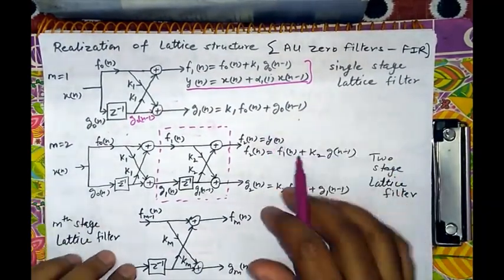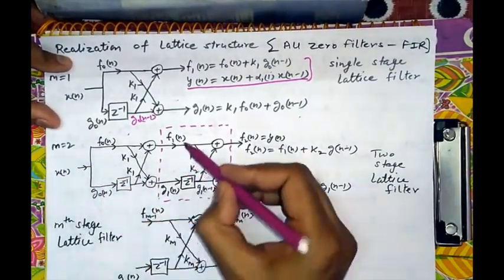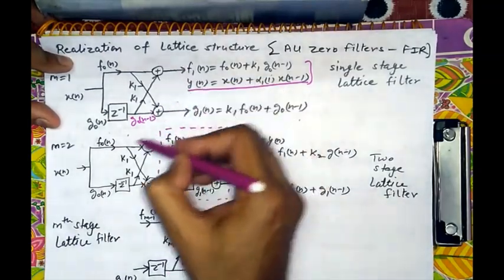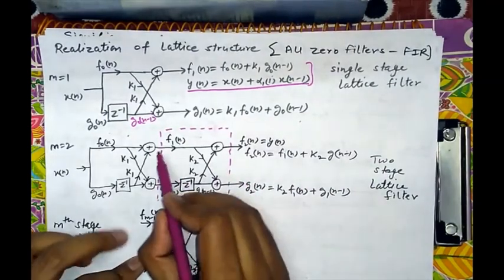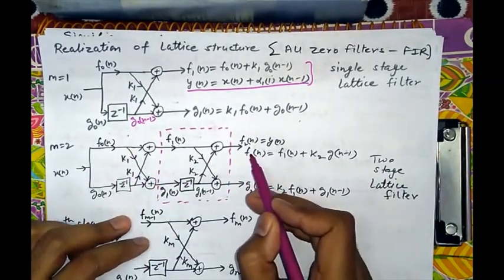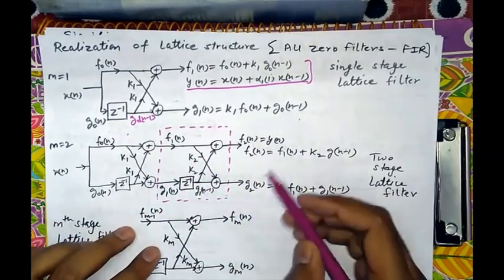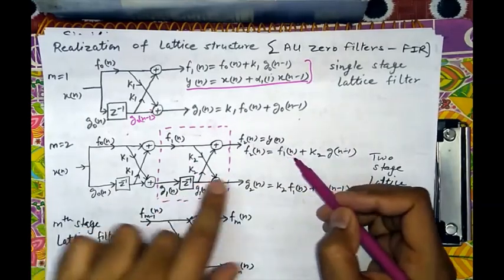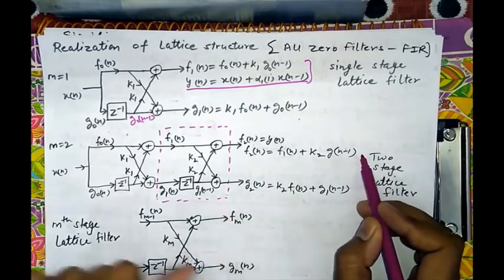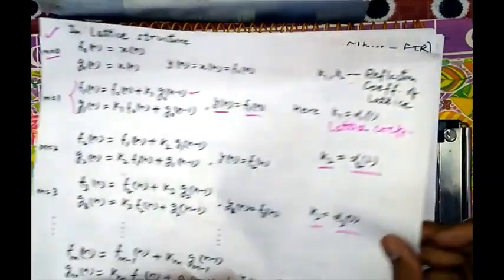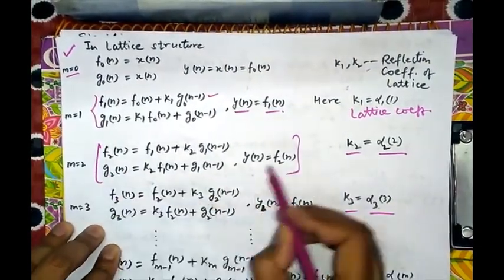Okay, for the second stage, m equal to 2. M equal to 2 means we have now introduced a second stage. This is the first stage. We have introduced the same stage here, with the output of the first stage going into the input of the second stage, and the stage is similar, and output is f2n is equal to f1n plus k2 gn minus 1. Check out the lattice structure. This is important, I have said already. Now we will implement this one.